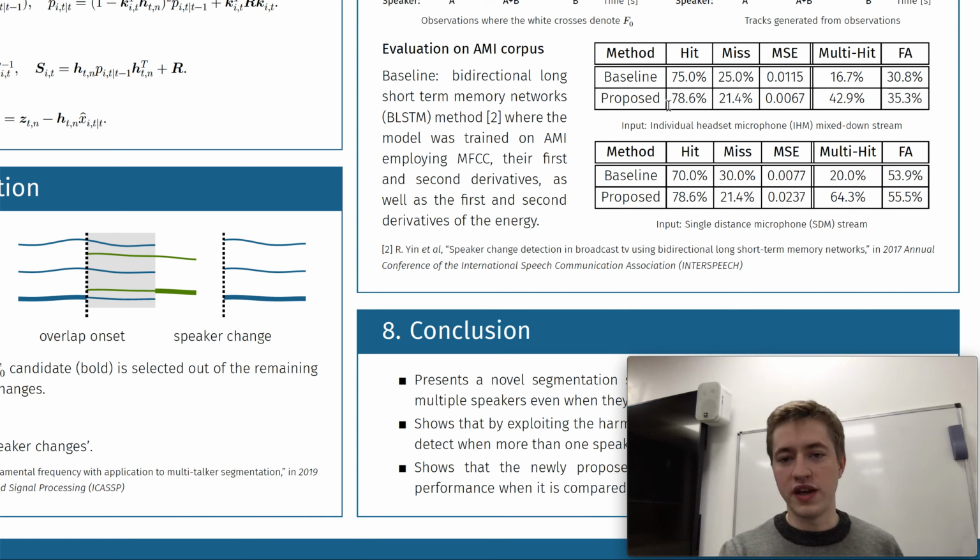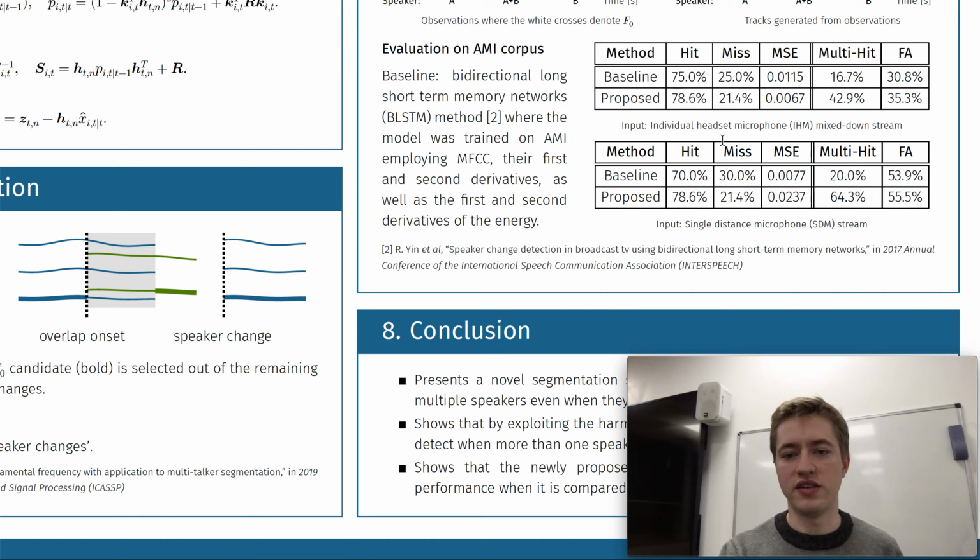So you can see that in terms of hit, we do better than the machine learning based method. And in terms of false alarms, we don't really do that much worse. The only place where we do worse is the multi-hit, which basically means within that collar we're detecting speaker changes more than once. Which isn't so much of a problem, because if speaker changes are detected close to each other, then we probably know that a few of those are going to be spurious and we can merge them into a single speaker change.